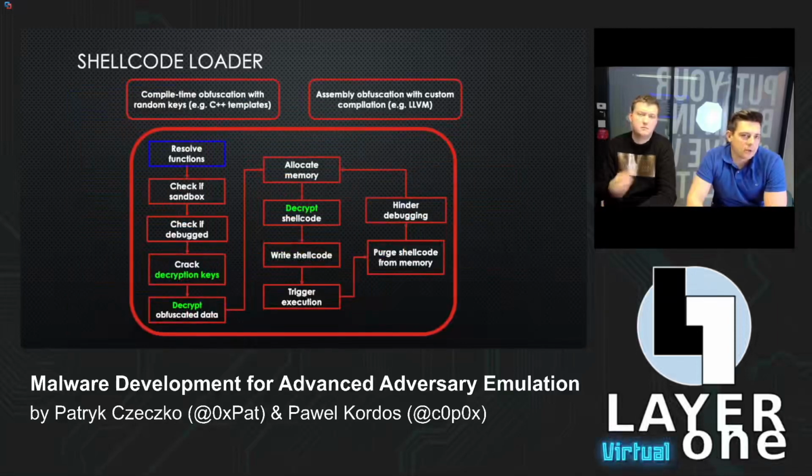And also for the whole development process, we could implement some compile time obfuscation. So for example, we could use some templates in C++ to change the obfuscation every time the code is compiled, and also leverage some compiler obfuscation, for example with low-level virtual machine, to obfuscate stuff differently with every compilation.